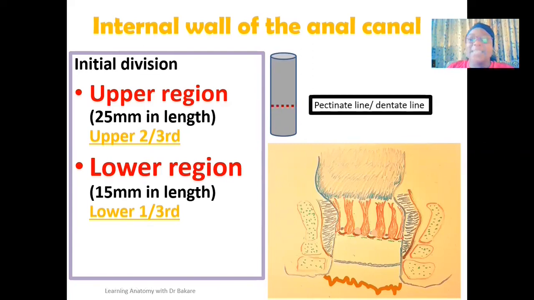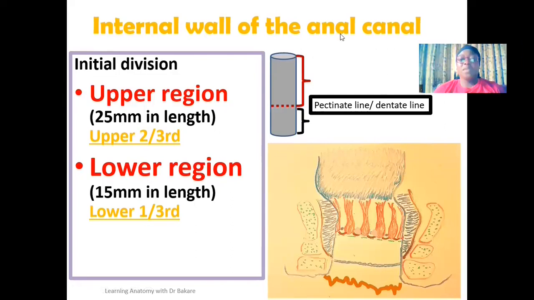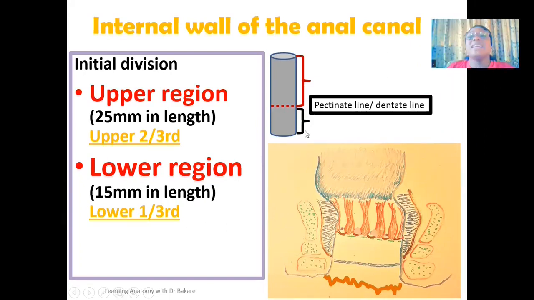This region is the pectinate line or the dentate line. Above the pectinate line, we have the upper two-thirds, highlighted here in red, and below the pectinate line, we have the lower one-third, highlighted here in black. The upper two-thirds is about 25 millimeters in length, while the lower one-third is about 15 millimeters in length. So that is the initial subdivision of the anal canal.